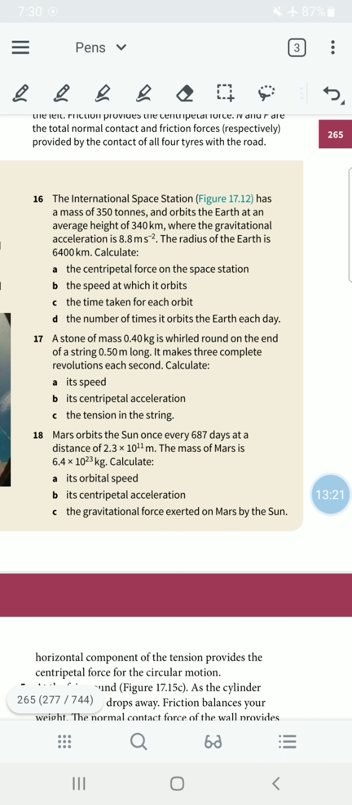The time taken for each orbit. Once again, we have to calculate the orbital length, or the circumference. Just like in our earlier situation, you use 2 pi r and find out the circumference. And that circumference has to be divided by the speed. Now speed we have calculated.